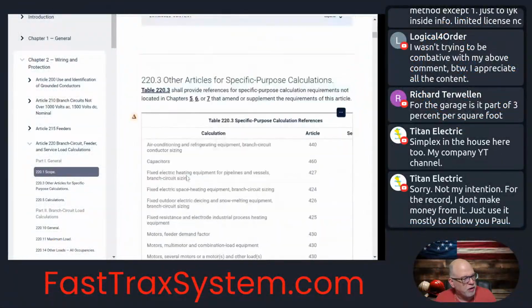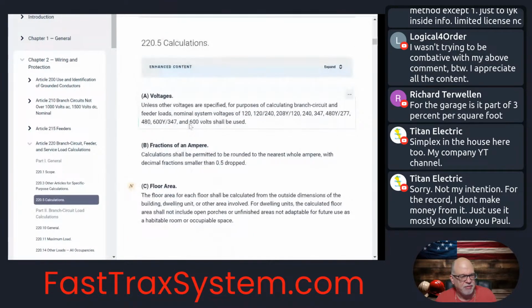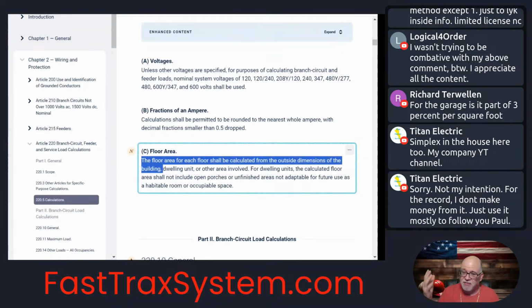So in the 2023 edition, by the way, right here under 220.5 is where you get your floor area. Now, this is new for the 2023. This shows you that the floor area for each floor shall be calculated by the outside dimensions of the building. So that's why in the exam, they're going to have to give you these dimensions. And in our case, we gave you the dimensions, 35 by 55. That's the outside dimensions. You need that. If you're doing this in the real world, you've got to come up with these dimensions. And it's not necessarily the square footage. You have to look at the outside dimensions of the actual dwelling or building in question.